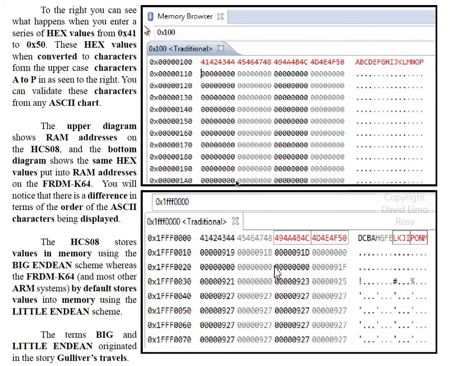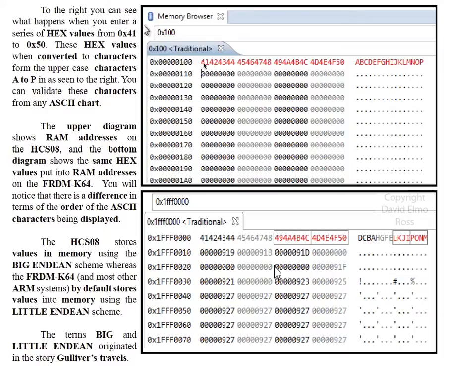If we were to take a look at the memory map for an HCS08, we'd find that RAM goes from 100 up. And what we see here is we're putting values into RAM, 41, 42, 43, 44, and so on up to 50 in hex. And what we're seeing over here is the equivalent ASCII characters being displayed.